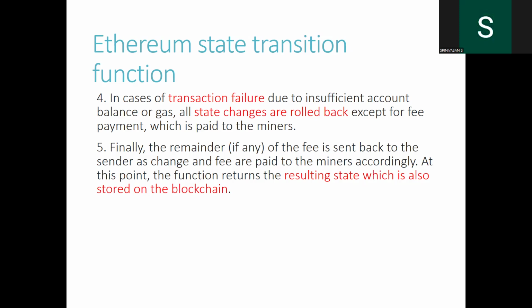Finally, the remainder of the fee is sent back to the sender as change, and the fees are paid to the miners accordingly. At this point, the function returns the resulting state, which is also stored on the blockchain. In this manner, the initial state of Ethereum is converted into the final state. This process is consistent since it does not allow overlapping executions of multiple transactions that would affect each other.